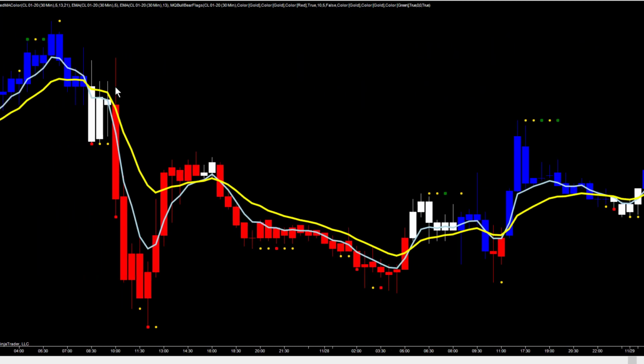I don't trade moving average crossovers at all. I just use it as a bias for my short-term trades on my Unirenko charts.